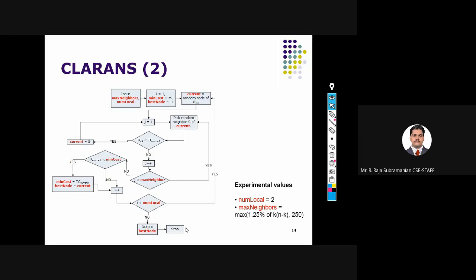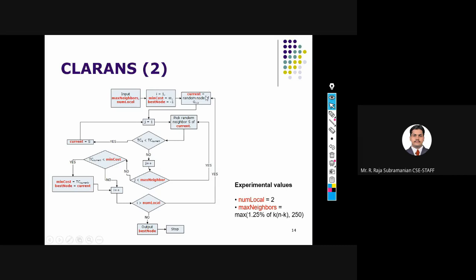And what is the best node? The best medoid possible in the current iteration. Initially, I'll be selecting some data points randomly as medoids, because according to the k-medoid approach, you have to find a medoid for each iteration.